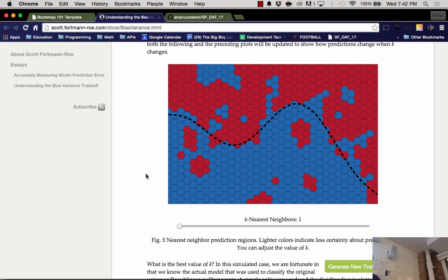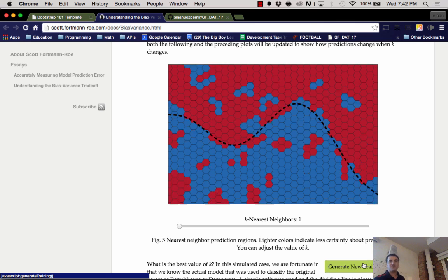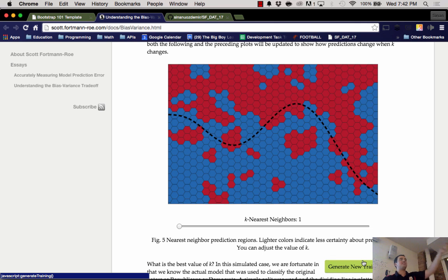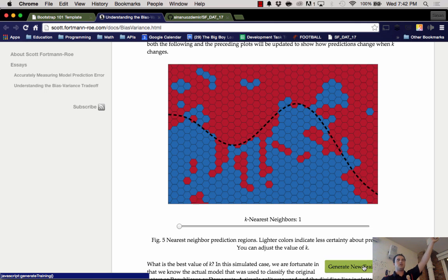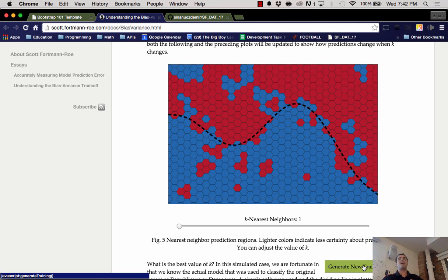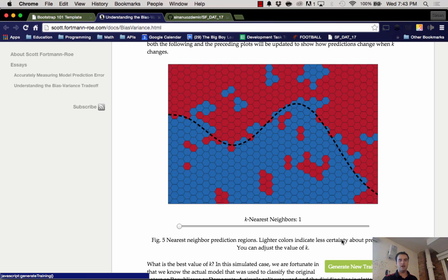This button down here called Generate New Training Data also helps explain it. Generate New Training Data is actually taking different noise. Now notice, as I change the training data, look how drastically my predictions are changing. My predictions are changing drastically with every click of that button. Those islands are moving around a lot.